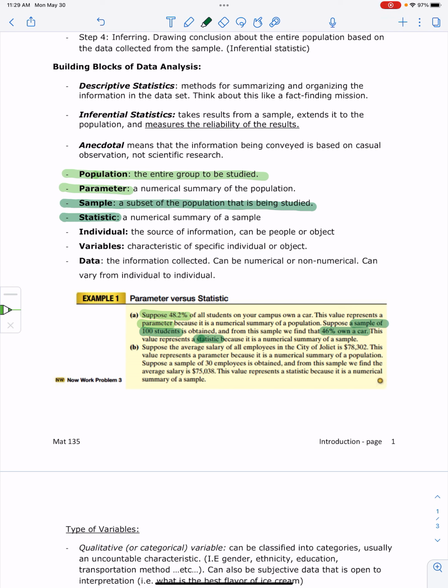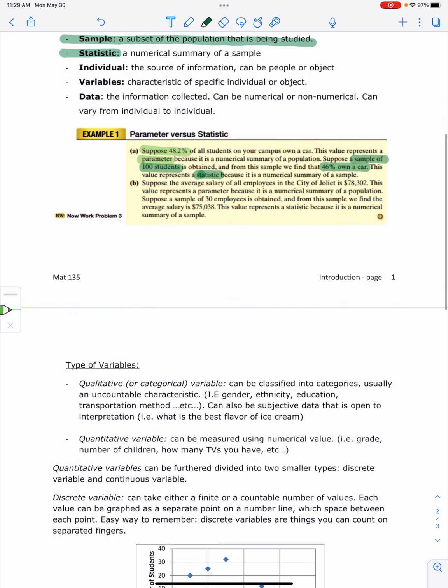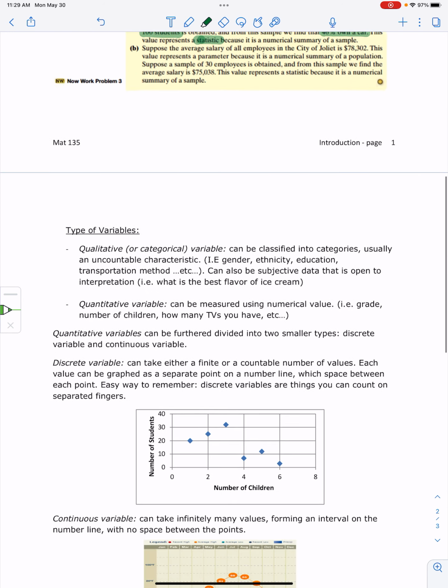I am not going to read part B to you. Again, feel free to reach out if you have questions on any of that. Just wanted a brief overview of the difference between a population and its parameter and a sample and its statistic. We are going to move on to page 2.